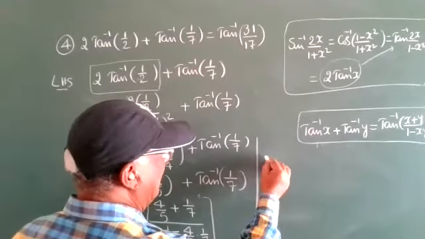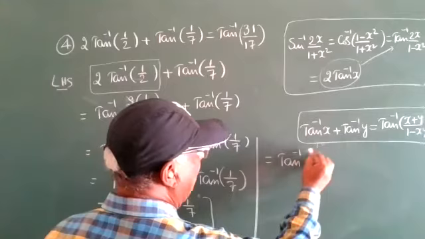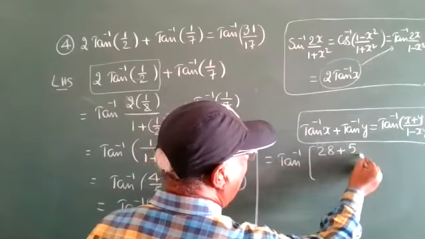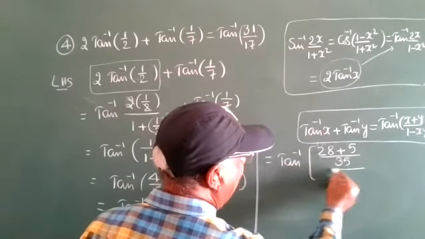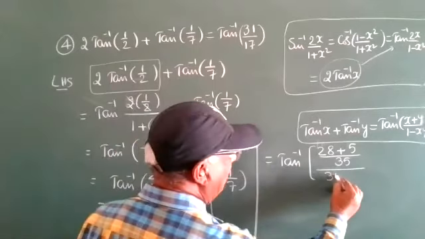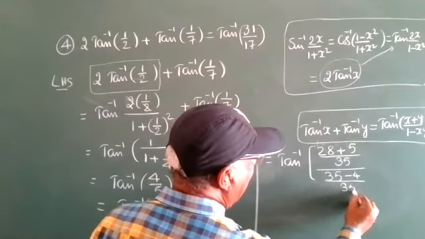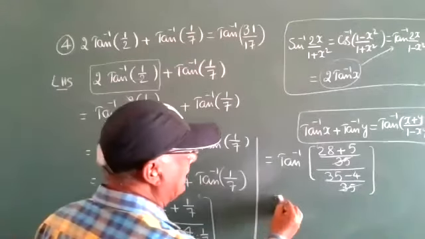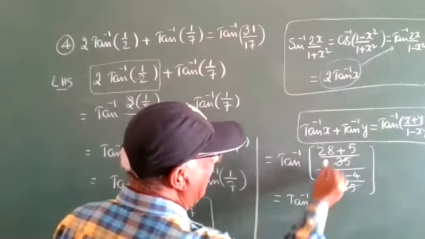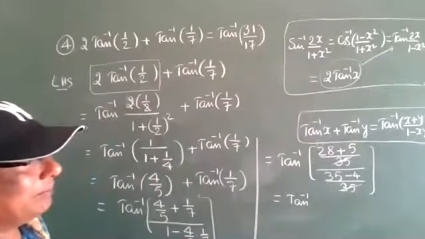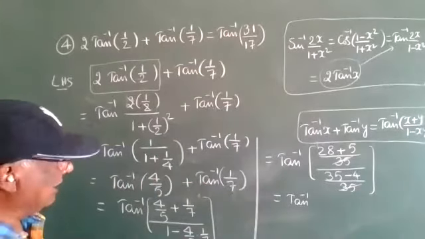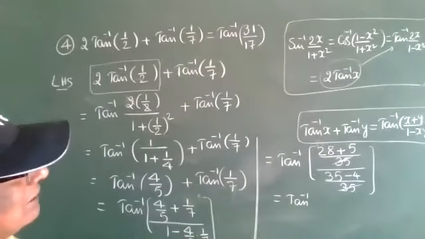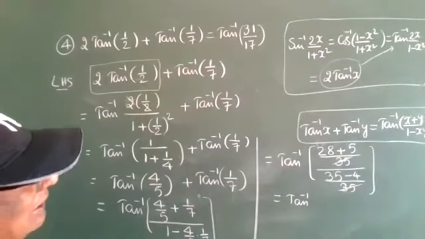Everyone see, tan inverse of 7 into 4 is 28 plus 5 into 1 is 5, by 35 as the LCM. Denominator is 35 minus 4 by 35. Now 35 is cancelled. Now we get the answer tan inverse of 28 plus 5, 28. Now we can see 28 plus 5 is 33, by 31, so 31 by 31 is coming.